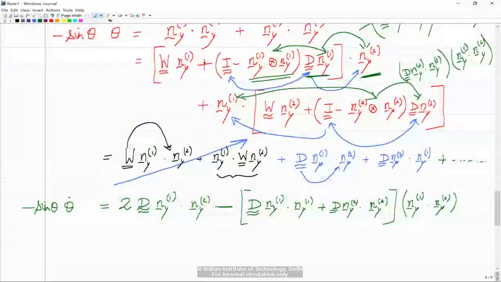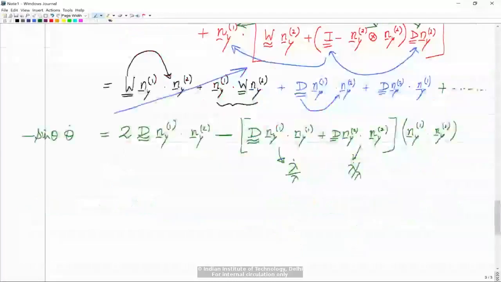This thing inside the big bracket, each of the terms, they are simply lambda dot by lambda, isn't it? Each of them is lambda dot by lambda, but one for line elements oriented along ny1, and the other one for the line element oriented along ny2, right? This is also lambda dot by lambda. So that's the final formula for the rate of change of angle between two line elements.